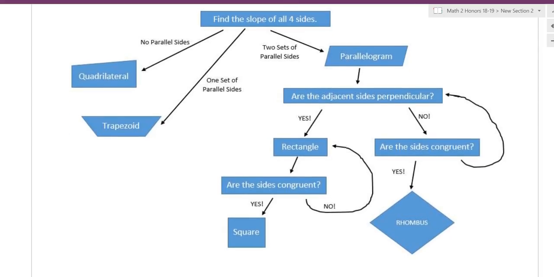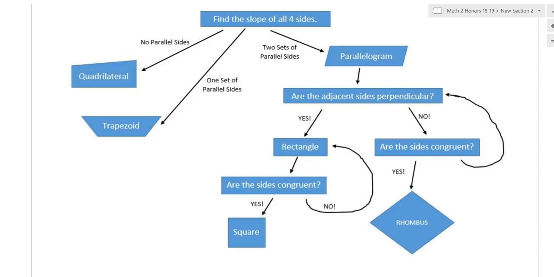So I created this flowchart. I think on yours, I already fixed it, but this line, are the sides congruent? This line should go here, and that should say no. I don't know if I fixed it on yours yet. So the first thing you always do is find the slope of all 4 sides. If nothing's parallel whatsoever, you can't really say anything about the shape. It's just a quadrilateral with no special properties.